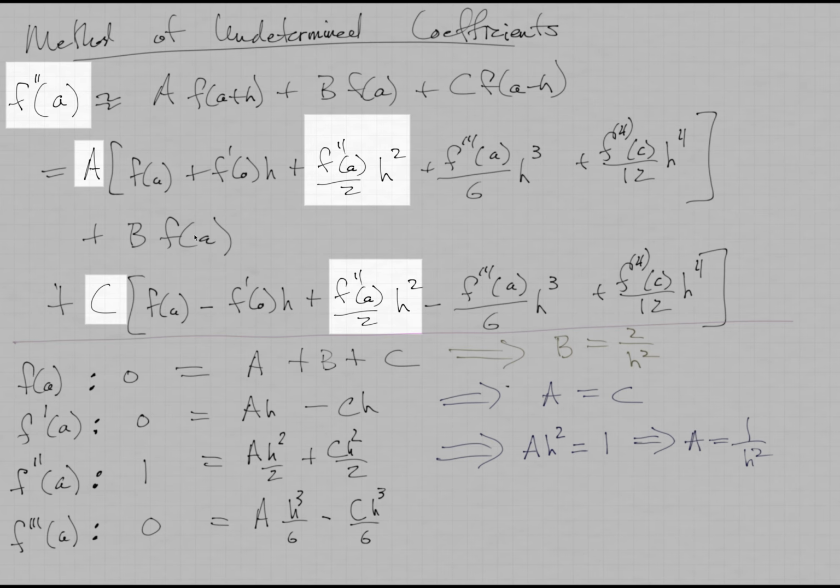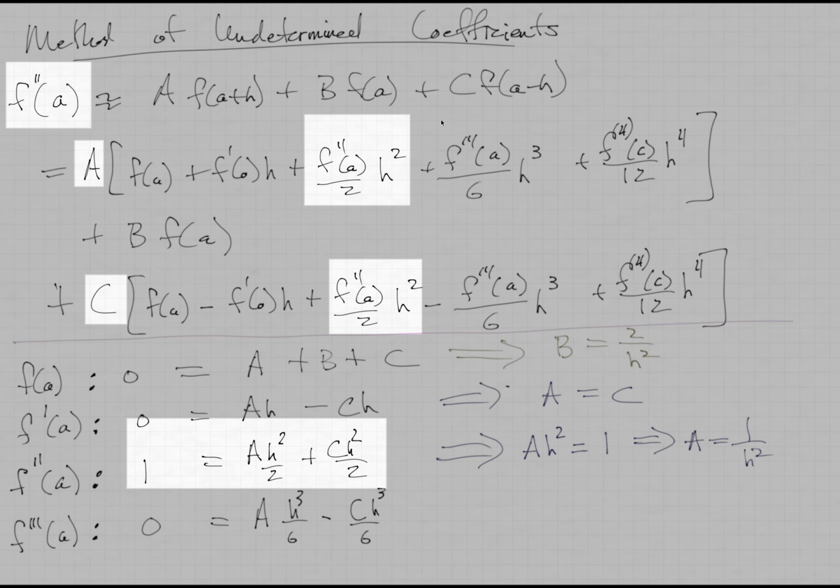If we add those up, and again, pull out the f double prime of a, what are the coefficients left? Well, the first one would be a times 1/2 h squared, and this one would be c times 1/2 h squared. And we want all that to add up to a coefficient of 1, so we get this condition. We want ah squared over 2 plus ch squared over 2 to be equal to 1.